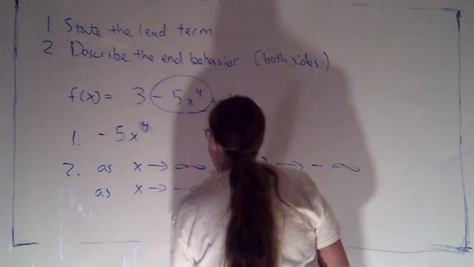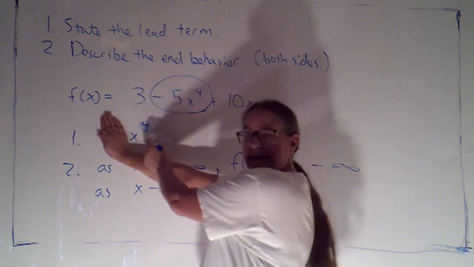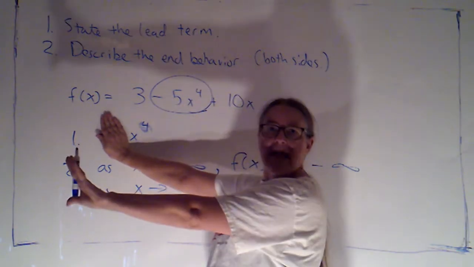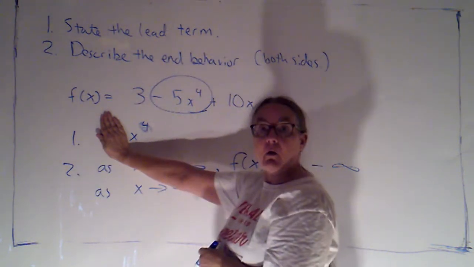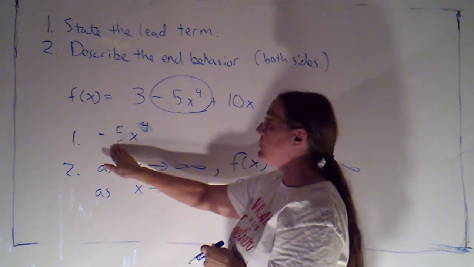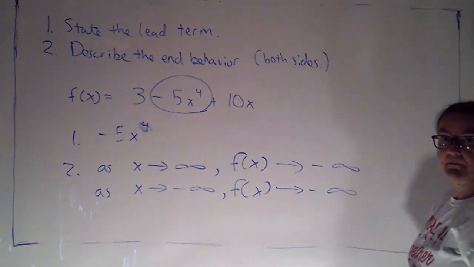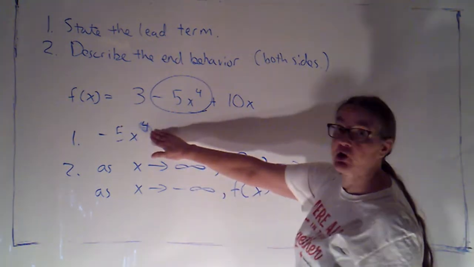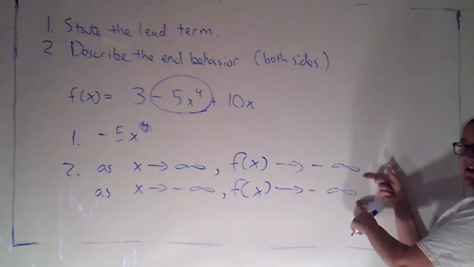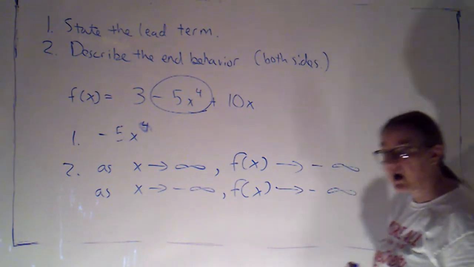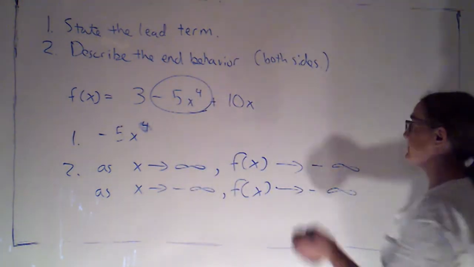And then as x goes to negative infinity, what's f of x going to do? Well, because that's an even power, the fact that we're going to negative infinity doesn't matter. The even power will go off to positive infinity. When we multiply it by a negative, that's going to make it go off to negative infinity. You'll notice if your lead term is even, your end behavior should be the same on both sides. If your lead term is odd, your end behavior should be different on both sides.